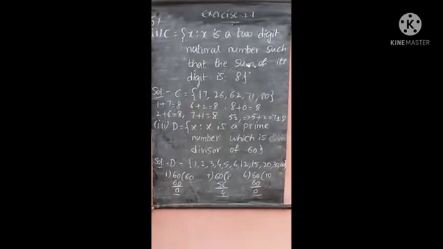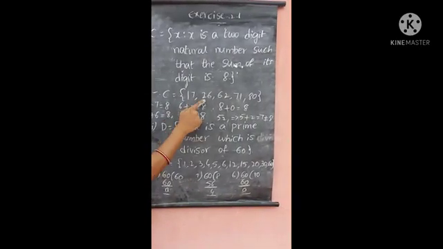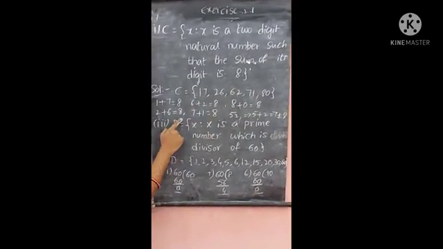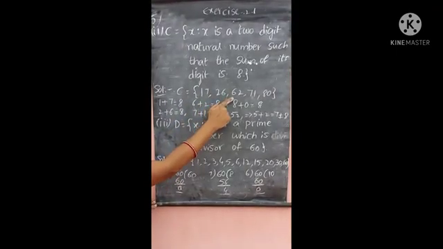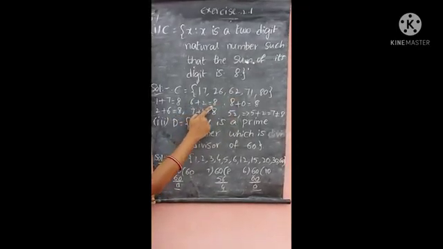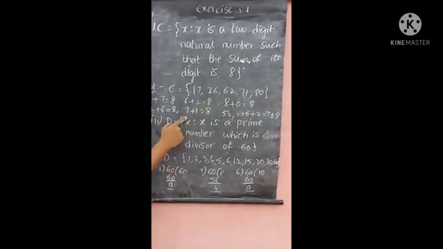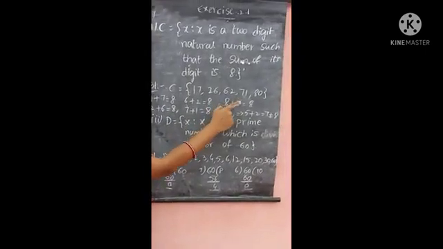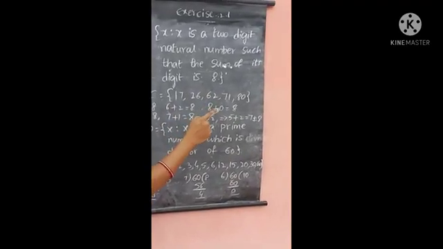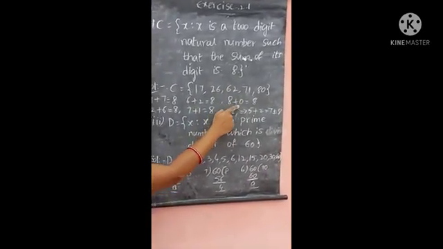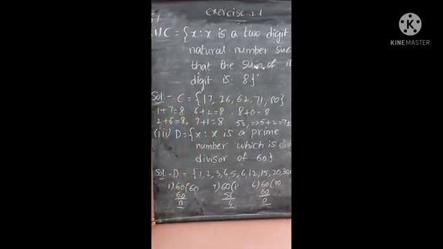Next, likewise, we have to take different numbers. If I take 26, 2 plus 6. Here 2 digits are there, 2 and 6. So 2 plus 6 is equal to 8. So it is also correct. Next, 62. What are the digits in this number? 6 and 2. So 6 plus 2 is equal to 8. Next, take one more, 71. In that 71, what are the digits? 7 and 1. So 7 plus 1 is equal to 8. 80 is another number. In that, the 2 digits are 8 and 0. So 8 plus 0 is equal to 8. So these numbers all satisfy the given conditions.